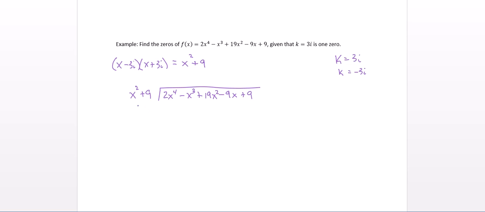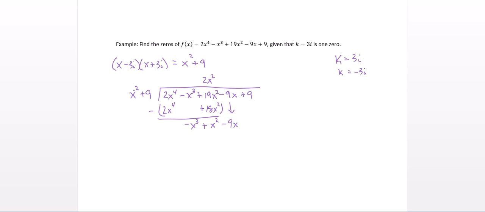Okay, synthetic division works for linear factors. Here I have a quadratic factor, so I'm going to use long division. What do I multiply x squared by to get 2x to the 4th? I'm going to multiply by 2x squared. So let's do that. Make sure you line everything up, the x squareds over the x squareds. 2x squared times 9 is 18x squared. Draw the line. Don't forget the minus sign. 2x to the fourth minus 2x to the fourth cancels out. Drop down the minus x cubed. 19x squared minus 18x squared is a positive x squared. And let's bring down the minus 9x.